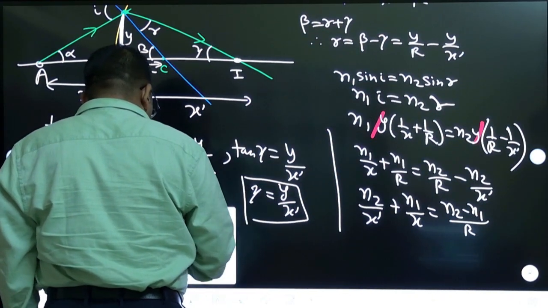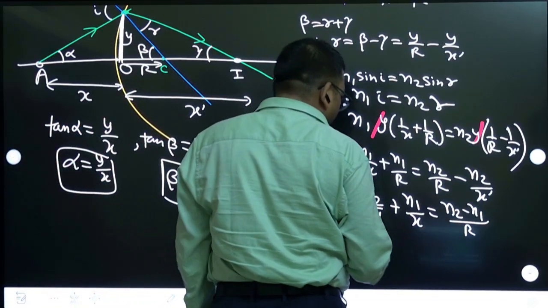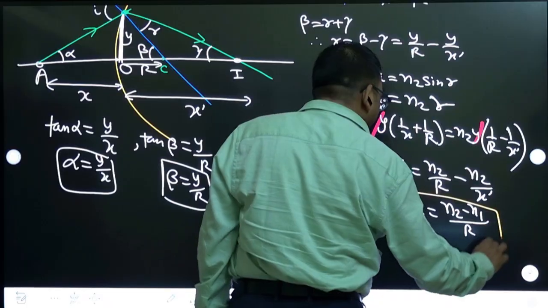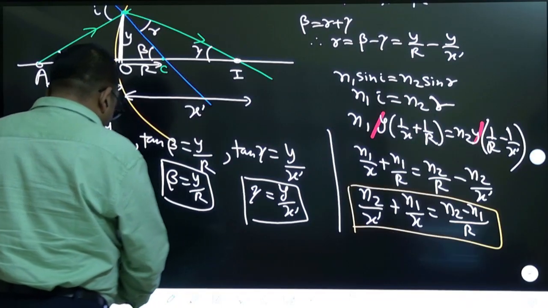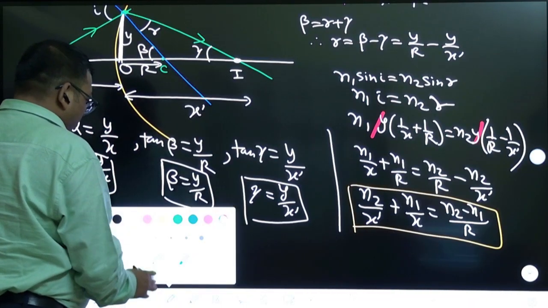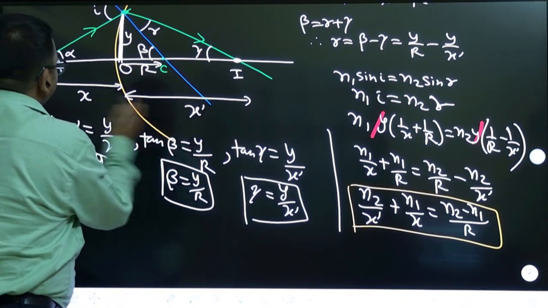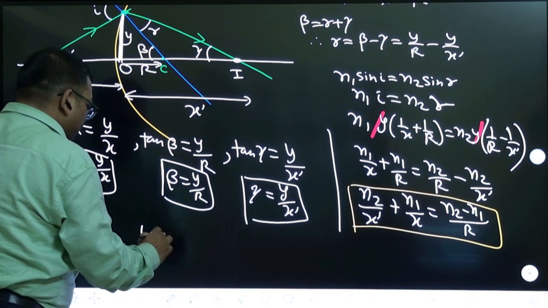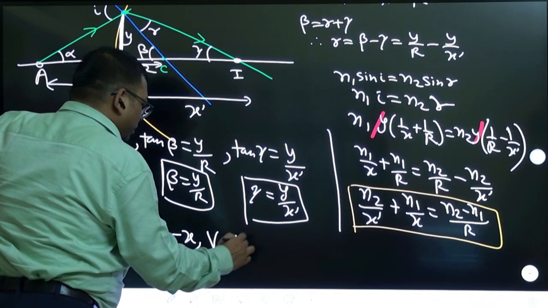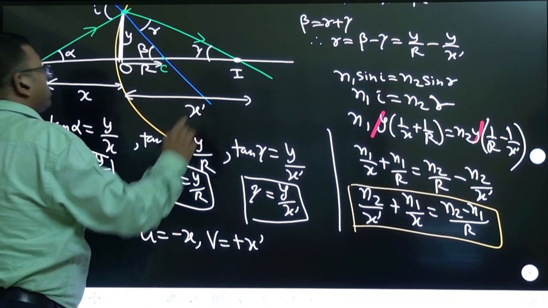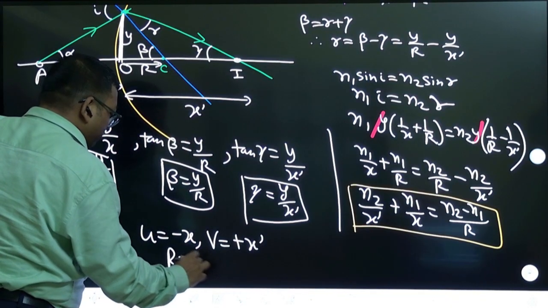What is happening here? Here we have got n1 minus n2 by r, and here we are getting n2 minus n1 by r. What is happening here? Nothing is happening. Try to put the convention properly. If you take u, the object distance is minus x. If you take v, it is equal to plus x dash. If you take the radius of curvature, it is positive, so r is equal to plus r.